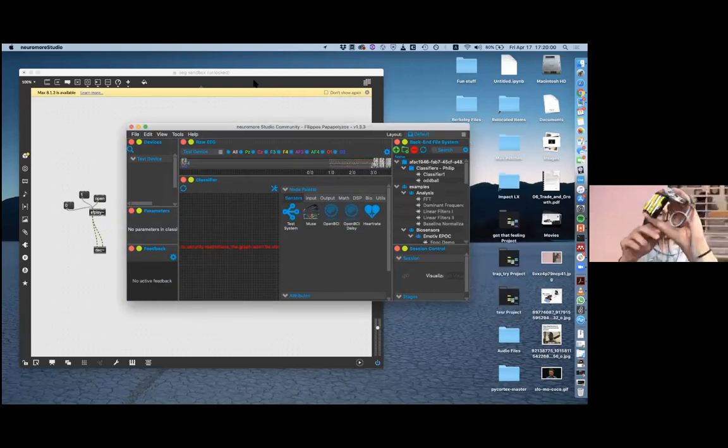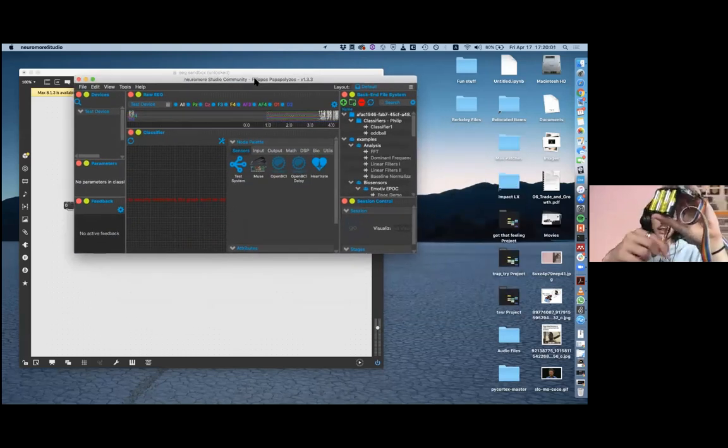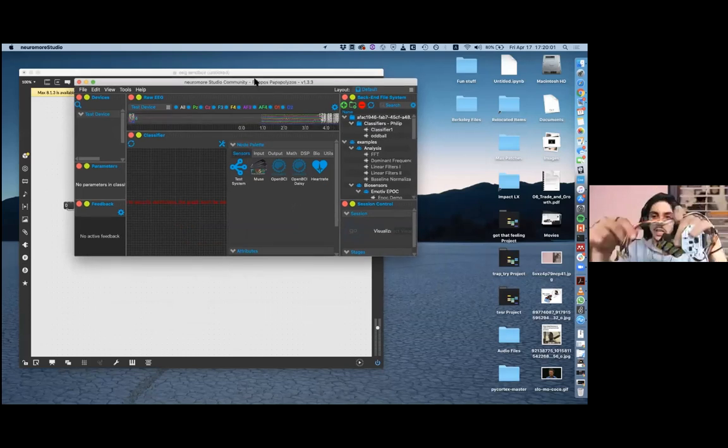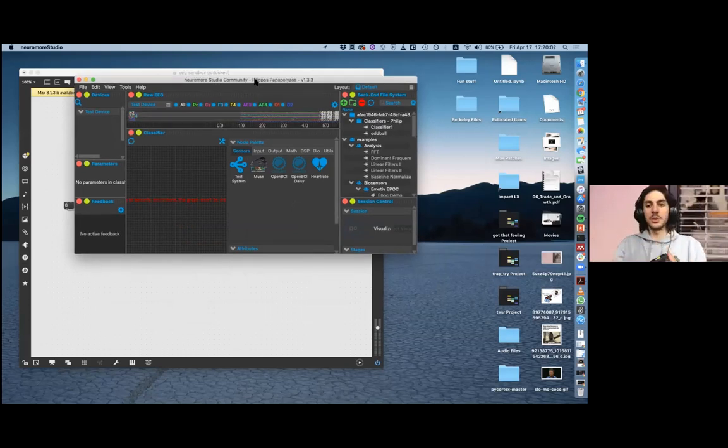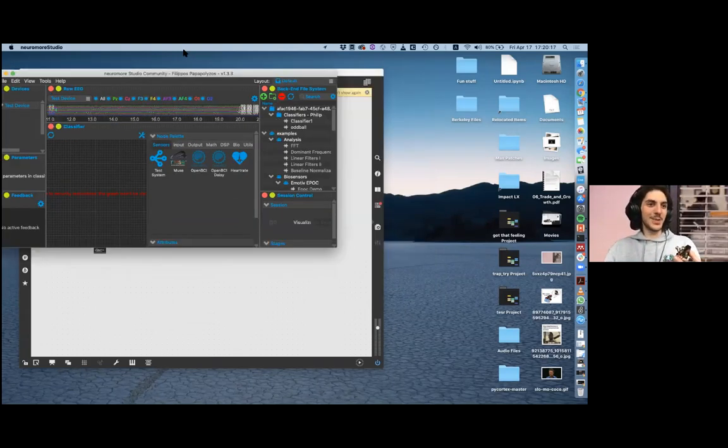So Cyton has like 8 channels, I think. I'm not gonna actually connect any of these electrodes to my scalp because it takes time and needs to be very precise, and it's just a proof of concept thing we're doing here.